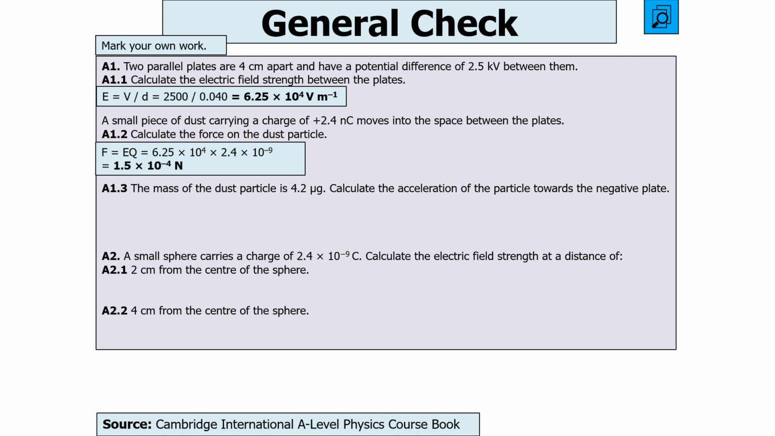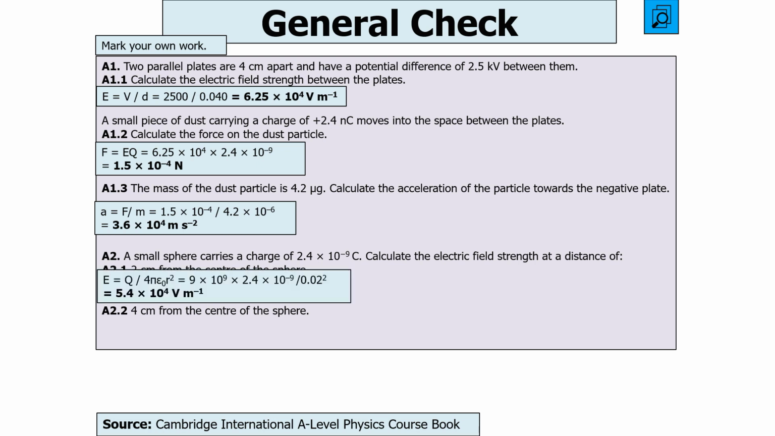Now again, you're given the mass here and have to work out the acceleration. Because you've got a uniform field, you'll have a constant acceleration, so we can use the equation a equals F over m, or F equals ma. We've got our value for F from the previous question, 1.5 times 10 to the minus 4, divided by the mass. Again, we turn micrograms into grams, so it's 4.2 times 10 to the minus 6, so it's 3.6 times 10 to the 4 meters per second squared.